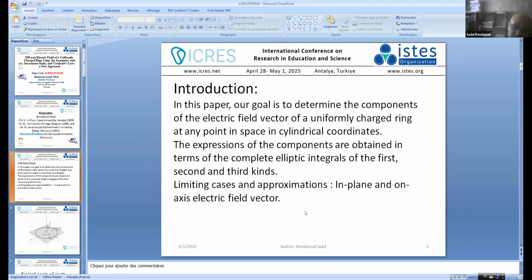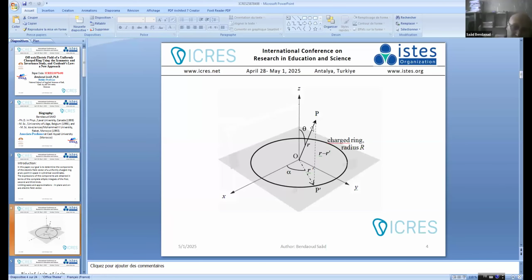We introduce limiting cases and approximations in plane and on-axis electric field vector. This is the setup, and we have the x, y, z axes, and we have the point P here where we want to determine the electric field vector in the space. This is the ring, the uniformly charged ring.